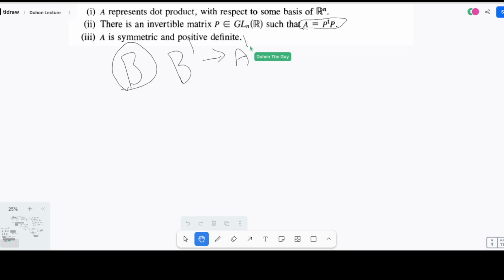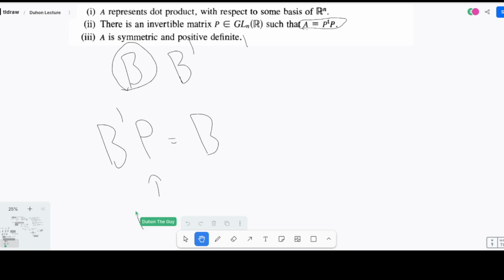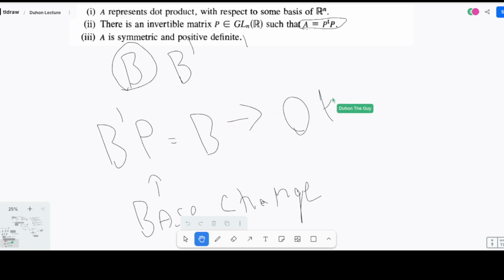Oh my god, I think I deleted something that I shouldn't have. This line is staying. We're going to have that B line times P is going to be equal to B. So P is going to be a base change. And this guy right here is orthonormal. I think that's how you write that. Anyway.